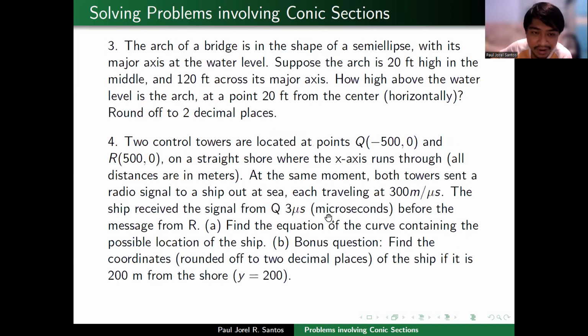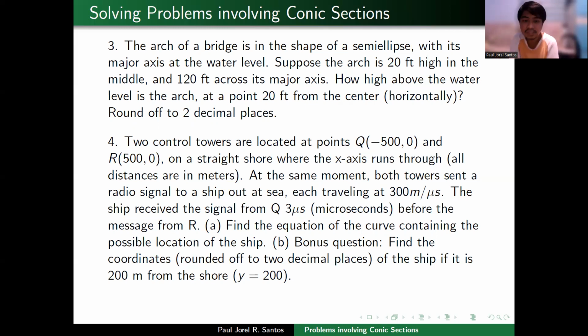And for the hyperbola, actually it is also similar to the third problem that I presented. For the fourth one, hyperbola, two control towers are located at points -500 and 500 on a straight shore where the x-axis runs through. All distances are in meters. At the same moment, both towers sent a radio signal to a ship out at sea, each traveling at 300 meter per microseconds. The ship received the signal from Q 3 microseconds before the message from R.